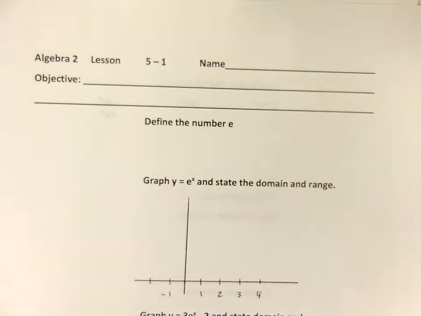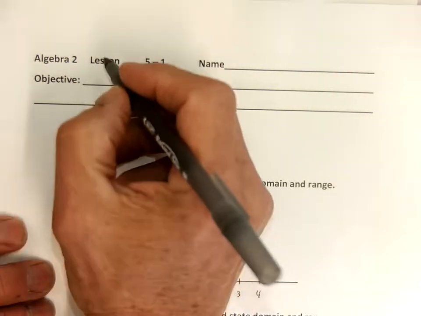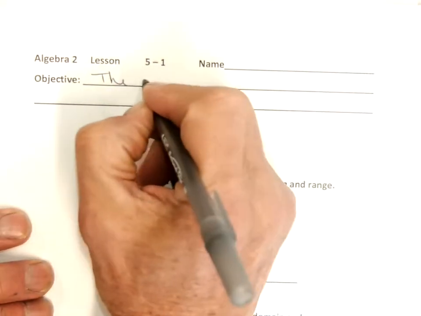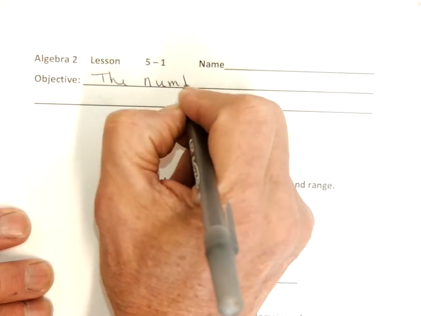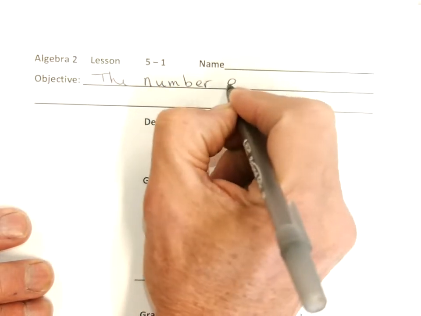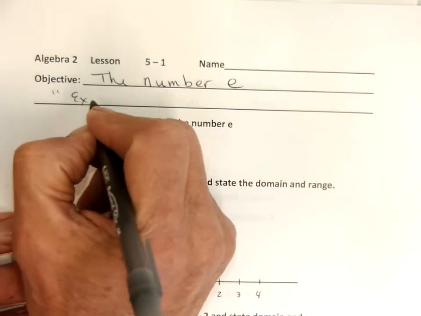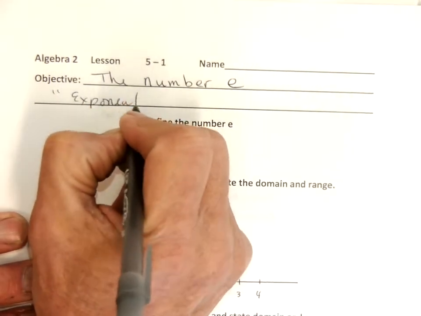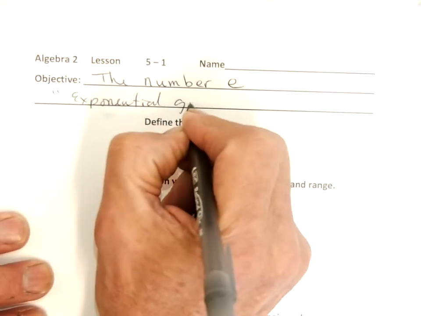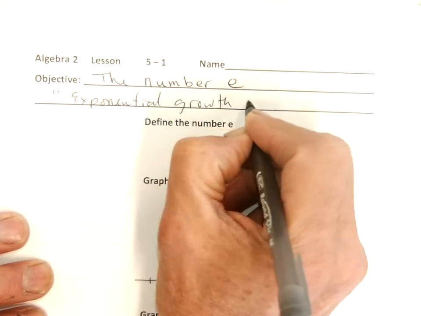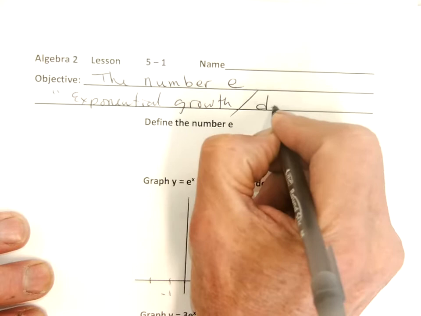So let's begin. Today, what we're going to be talking about is the number e, and exponential growth and decay. All right?